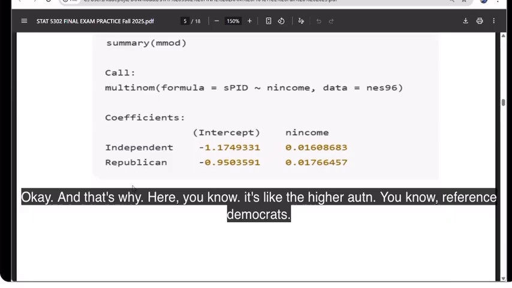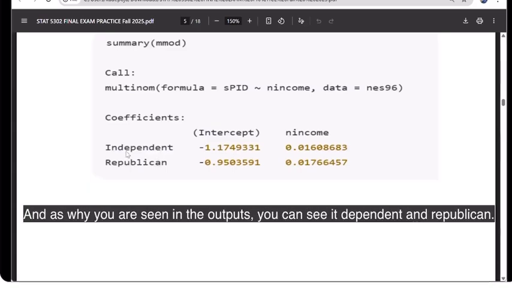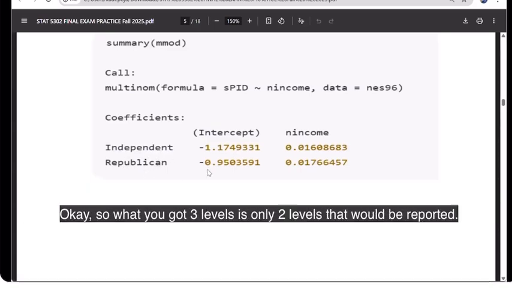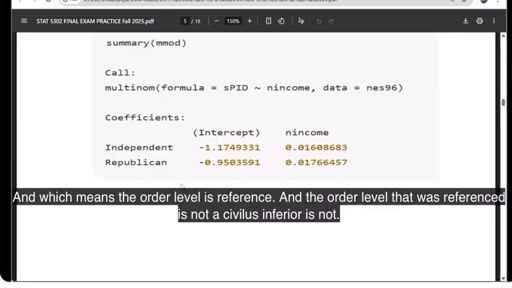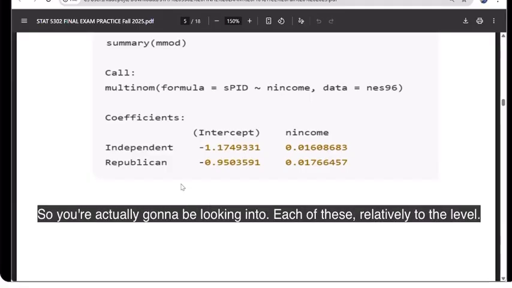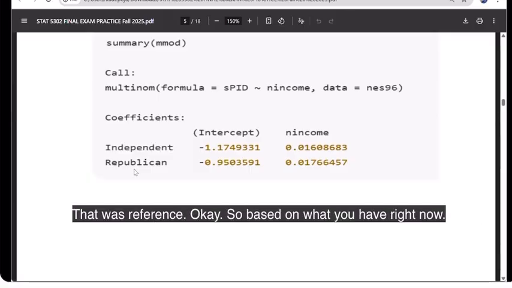Okay, and that's why here, it's like the arrow to reference Democrat, and that's why you are seeing in the output independent and Republican. Okay, so when you got three levels, only two levels will be reported, which means the other level is the reference. And the level that was referenced is not inferior. It's not. So you're actually going to be looking into each of these relative to the level that was referenced.